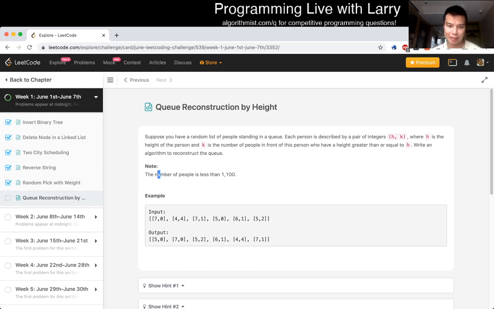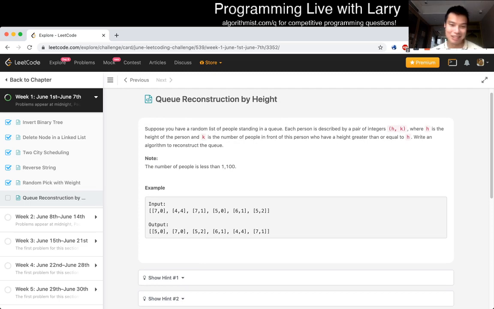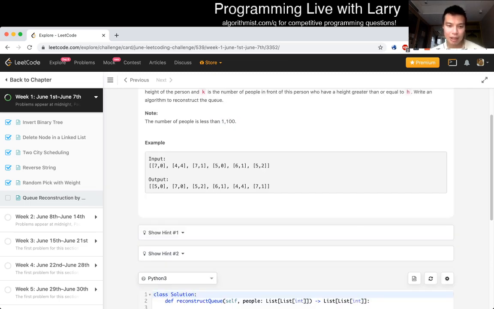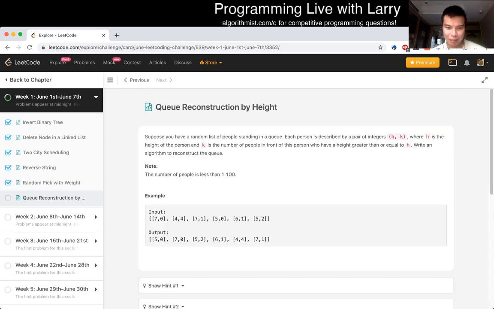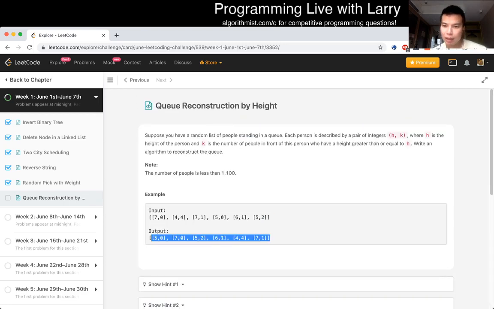N is less than 1100. That, you know, just thought that was a little odd. That is not an even number, but that's okay. Okay, so you have only one example, which is this input, and then you have this output. Okay, what is the question asking?